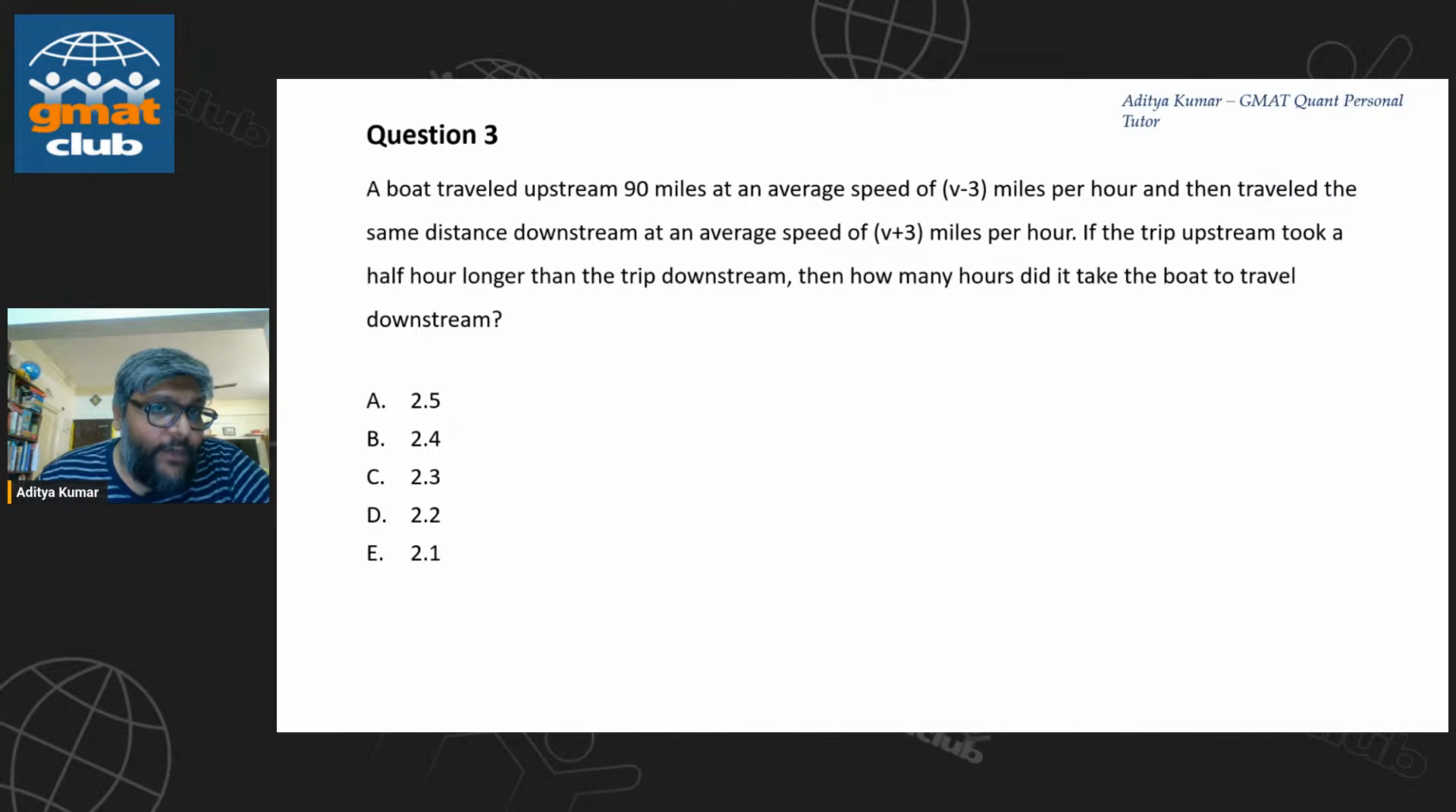A boat traveled upstream 90 miles at an average speed of v minus 3 miles per hour, and then traveled the same distance downstream at an average speed of v plus 3 miles per hour. So immediately I'll write down that the distance is constant. You see, I'm reading and I'm engaging with the data. They're giving me nice data for me to put in the form of a table.